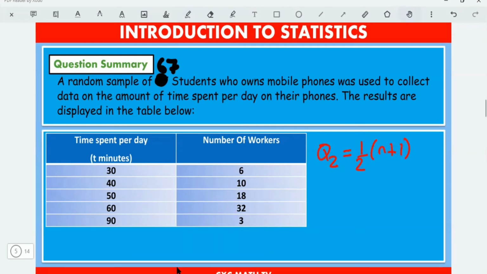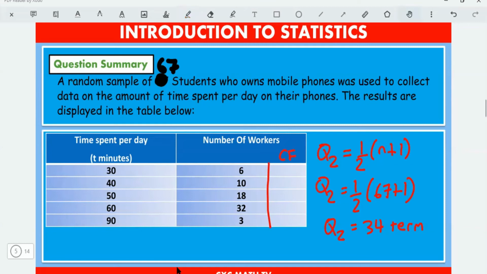Now, n in this case is 67. So Q2 is a half of 67 plus 1. 67 plus 1 is 68. 68 divided by 2 is 34. So it's the 34th term that is going to give us our median. Now, where is the 34th term located? Let's create a column right here, which is going to give us our cumulative frequency.